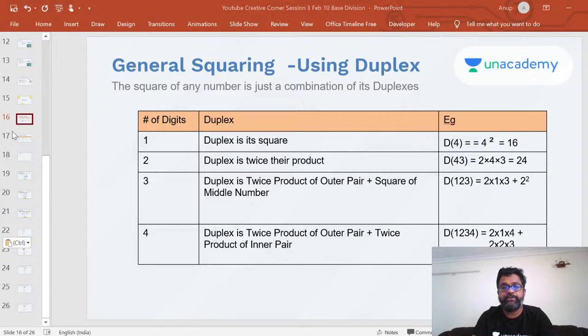All right, let me start today's session. So we're going to do squaring today, okay? The idea of this session is to help you simplify squares.